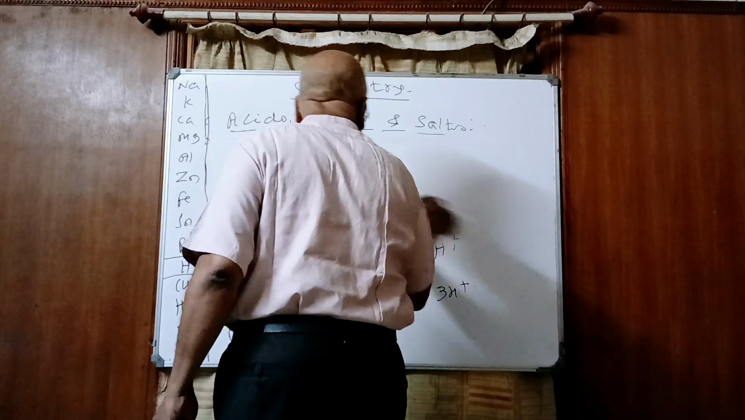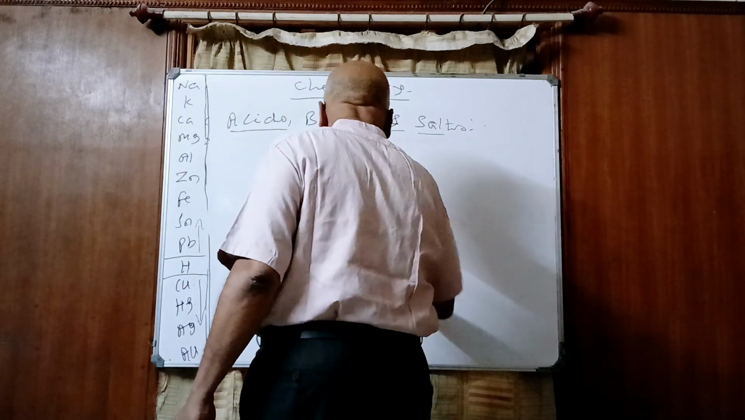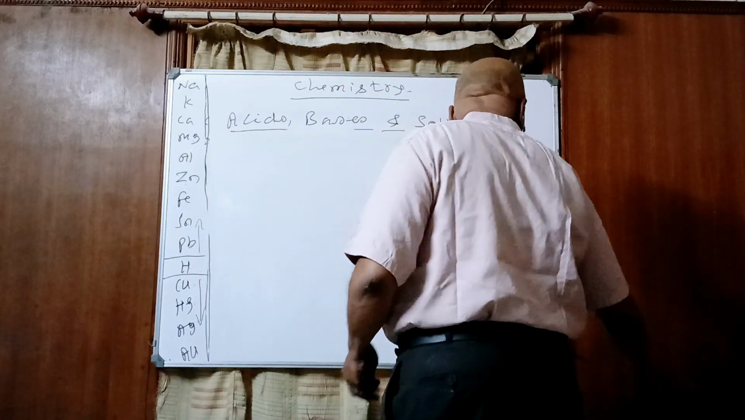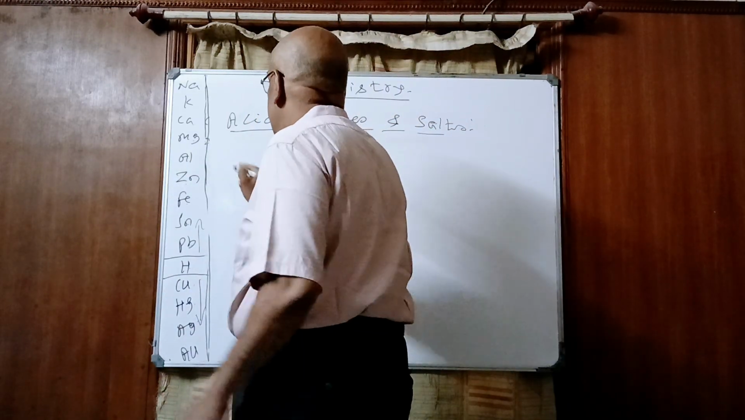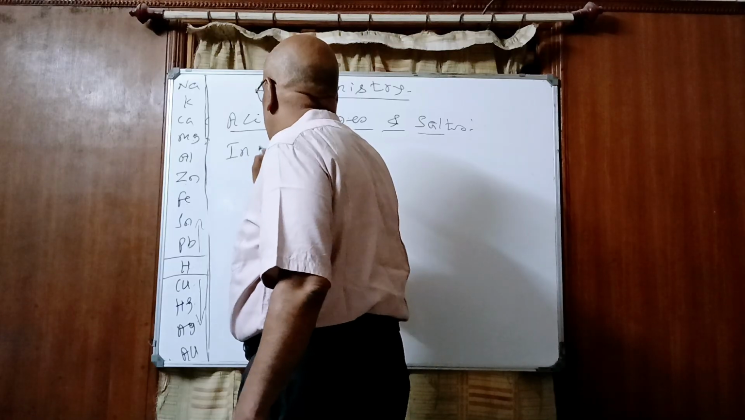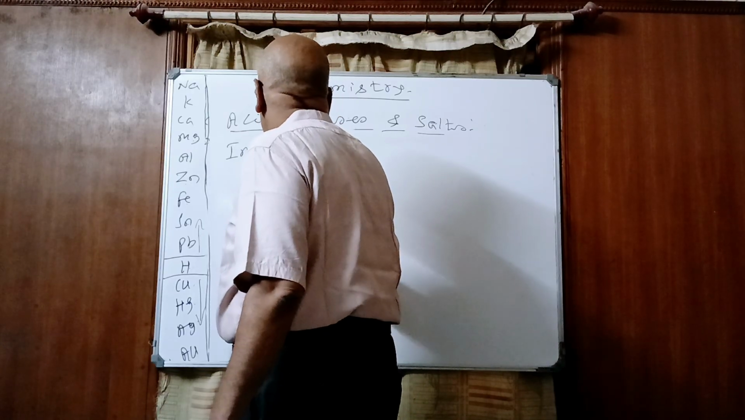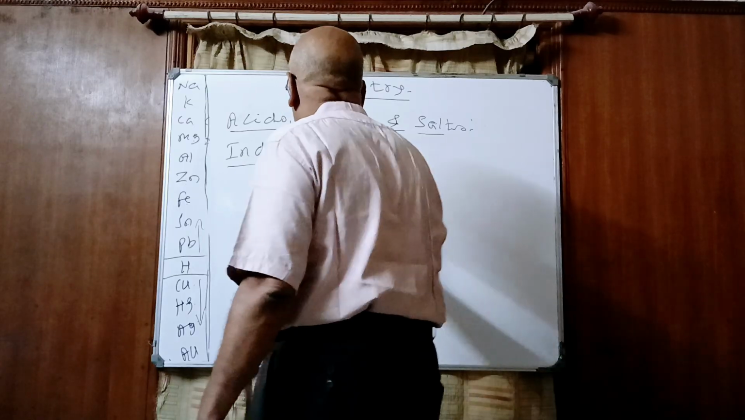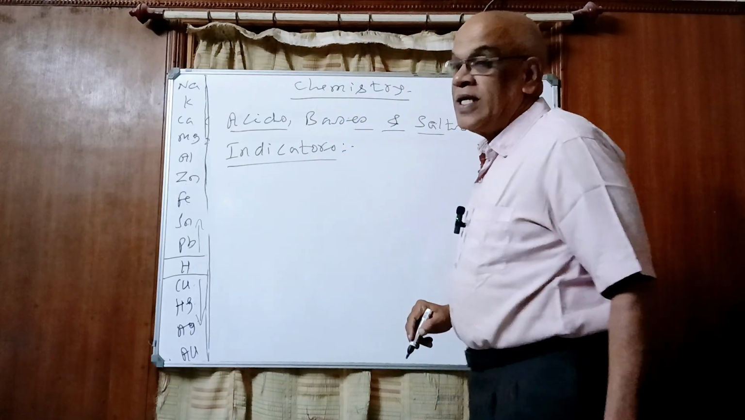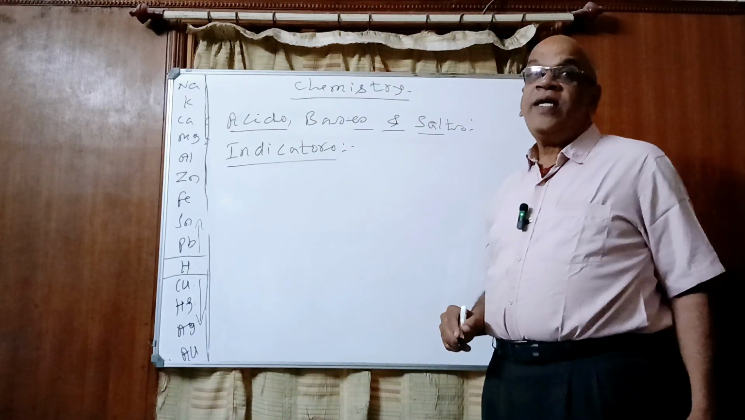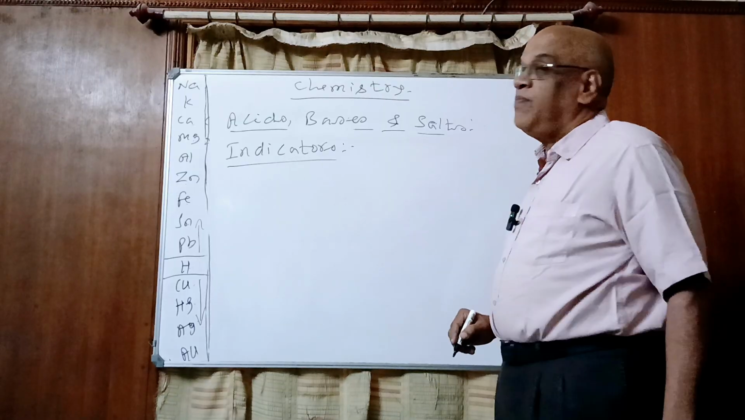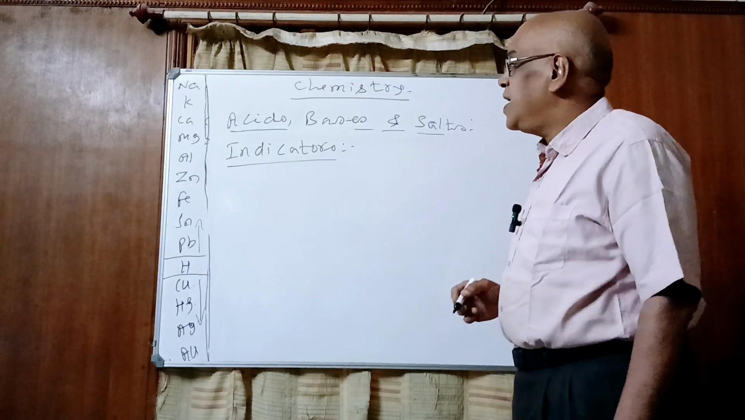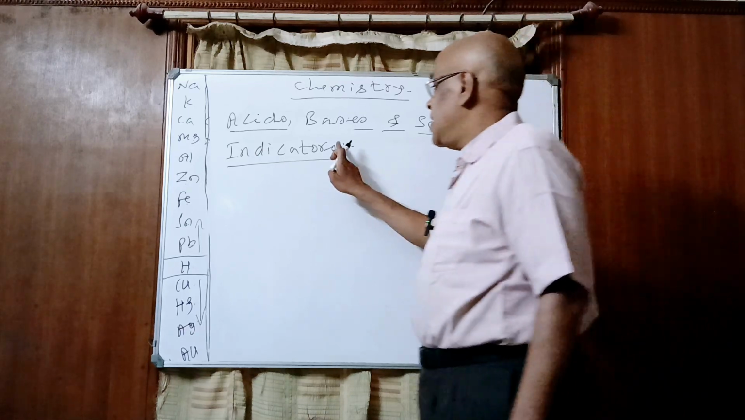Before we discuss that, we should know about indicators. A small topic: indicators in acids, bases and salts. What are indicators? See, the name itself tells us. The name itself indicates whether a given chemical is an acid, a base, or neutral. So, indicators are chemicals.